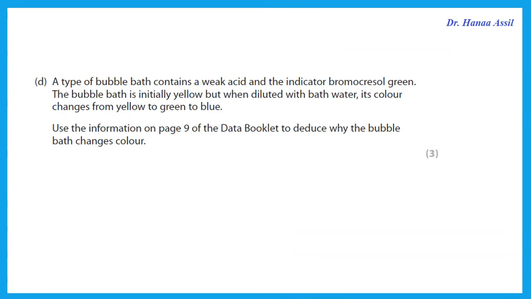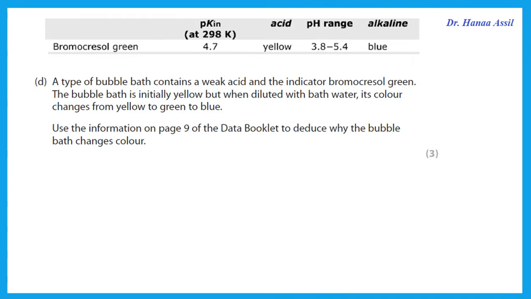A type of bubble bath contains a weak acid and the indicator bromocresol green. The bubble bath is initially yellow, but when diluted with bath water, its color changes from yellow to green to blue. Use the information on this page of the data booklet to deduce why the bubble bath changes color. So when you look at the data booklet, you will find this about bromocresol green.